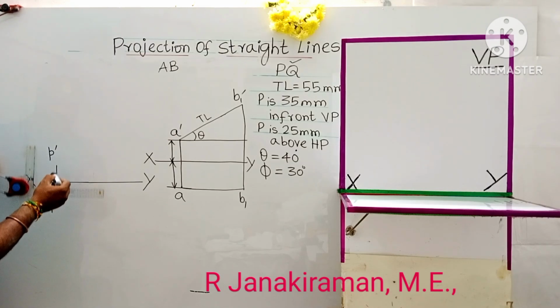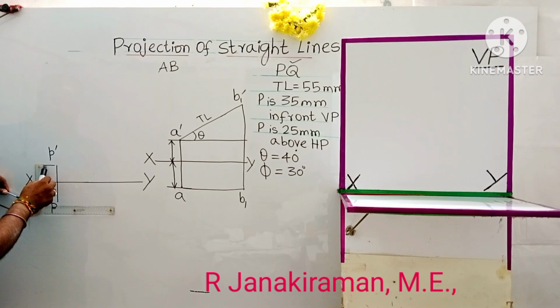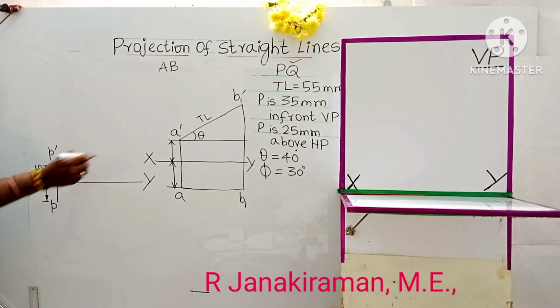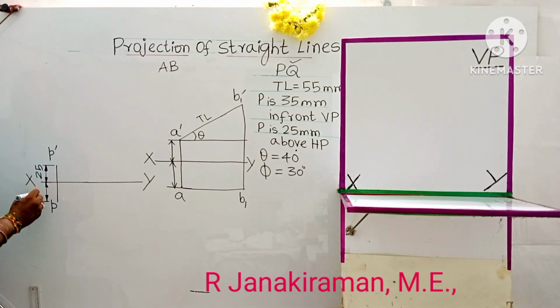Draw extension line. Draw dimension line using the vertical scale of your drafter. Put two narrow arrowheads, shade the arrowheads, and you can write the distance above HP is 25 mm. And in front of VP, that is the location of point P, the distance in front of VP is 35 mm. 35 mm will come below the XY line. Understood?